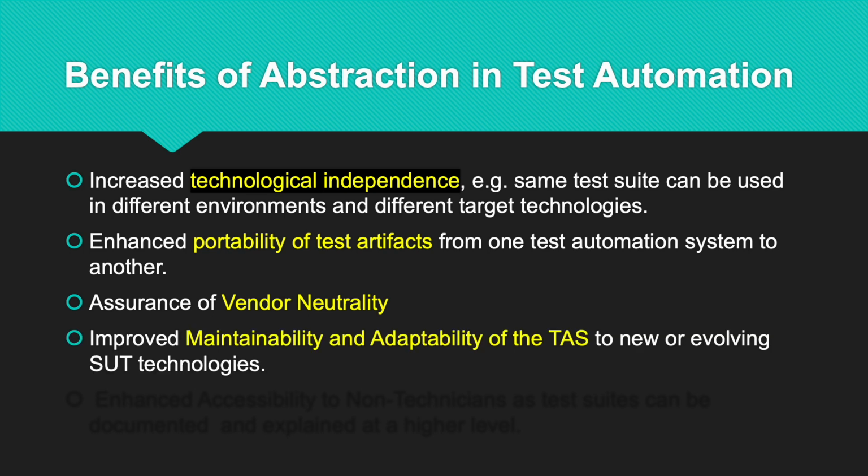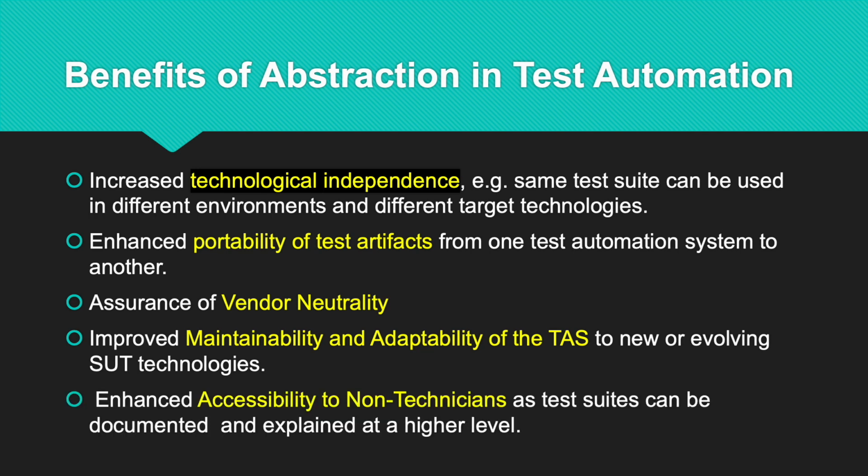Another benefit is maintainability and adaptability of tests. By abstracting test cases, test data, and other test artifacts, maintenance efforts are reduced as changes can be made at a high level of abstraction without affecting the underlying implementation details. The test automation solution remains adaptable to technological advancements, ensuring its relevance and effectiveness over time.